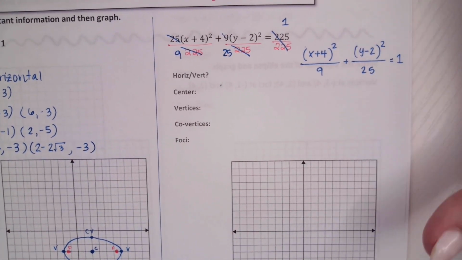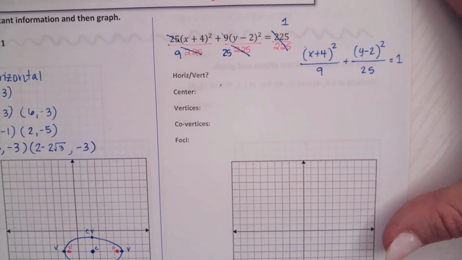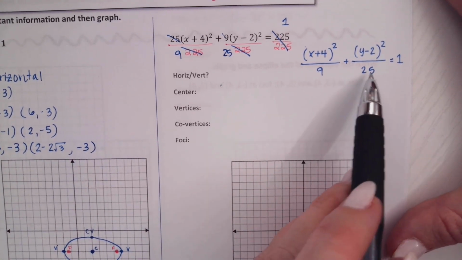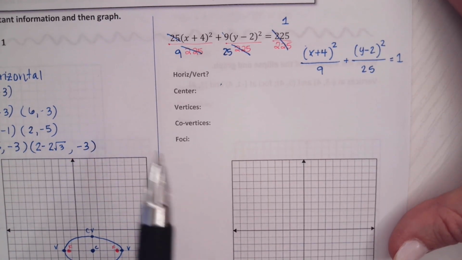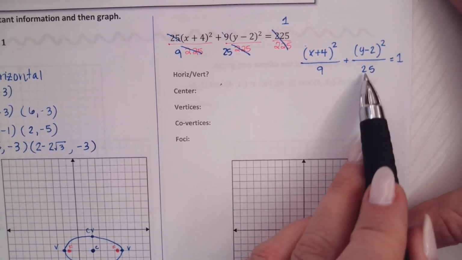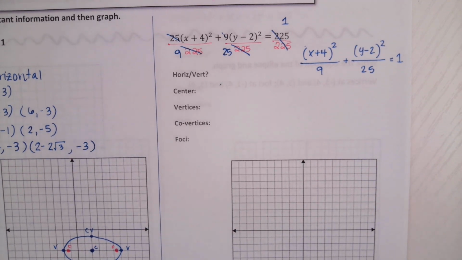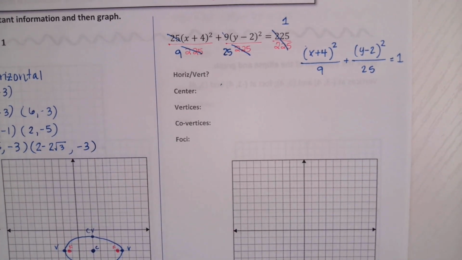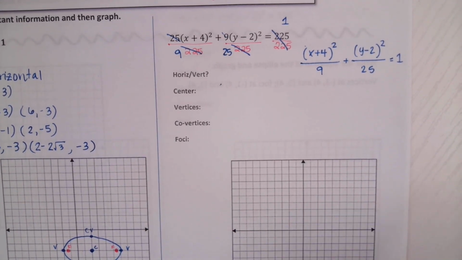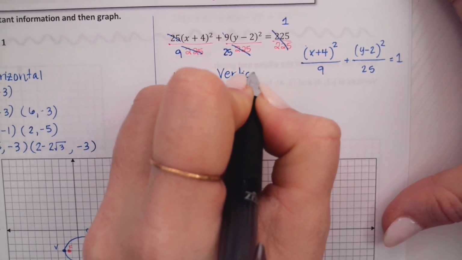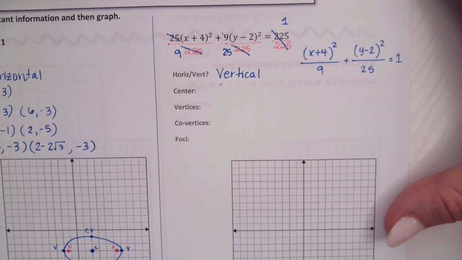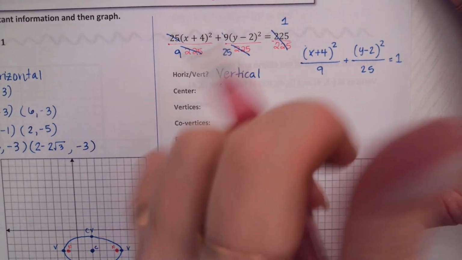Okay, now remember, to figure out whether it's horizontal or vertical, we're looking at which term has the larger denominator. Does the x term or the y term? The y term has the larger denominator. That means it's going to be longer in the y direction, so it's going to face vertical.